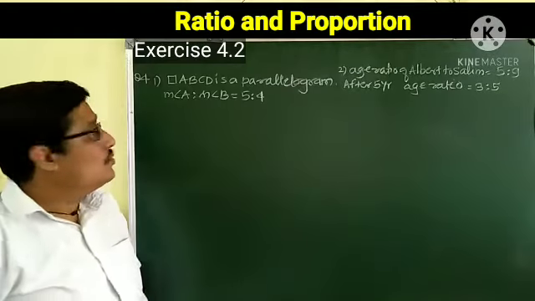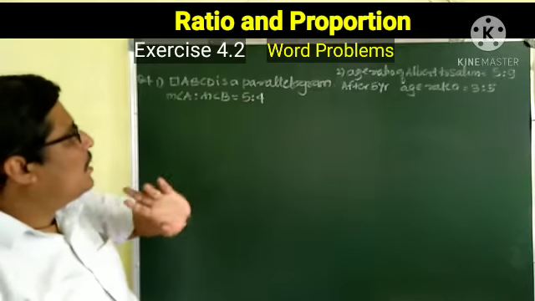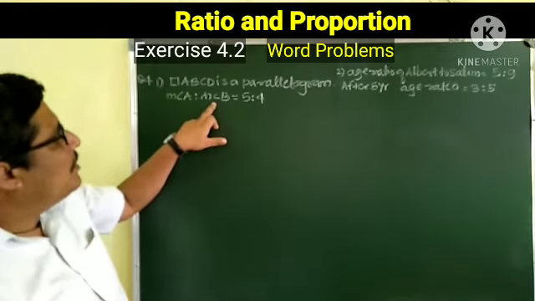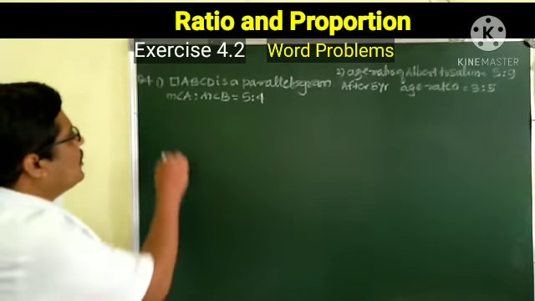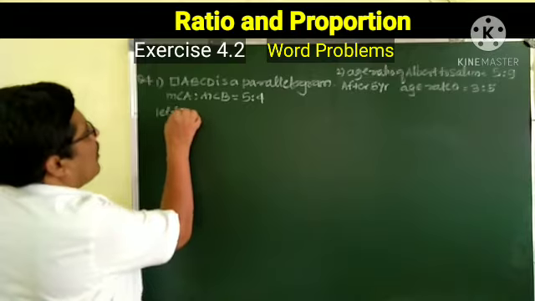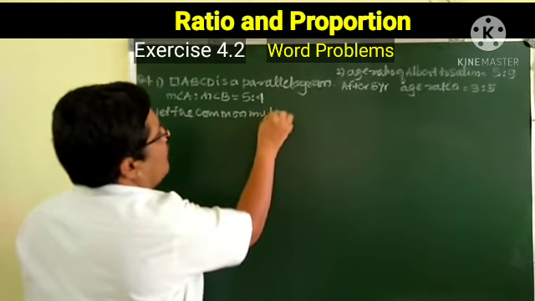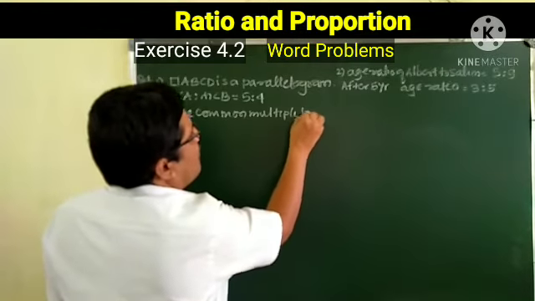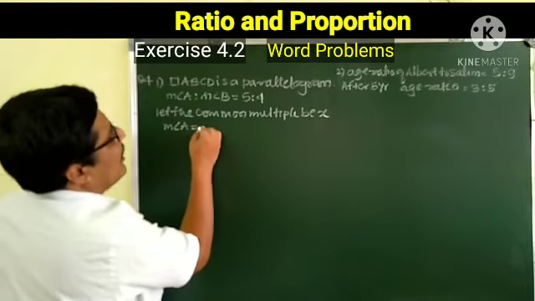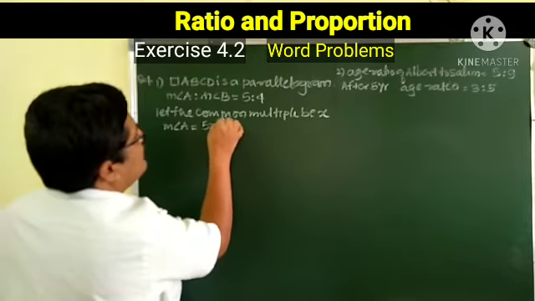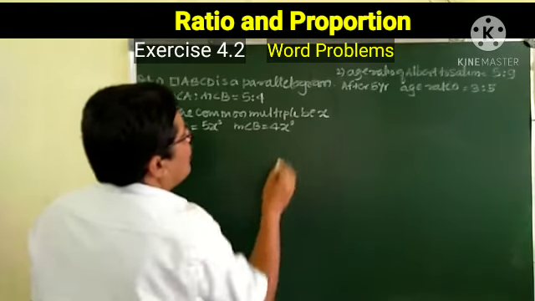34:35. Now these are the word problems. First problem: quadrilateral ABCD is a parallelogram. Here the ratio of the adjacent angles is given. So here we can take, let the common multiple be x. Therefore measure of angle A is 5x. Measure of angle B is equal to 4x.